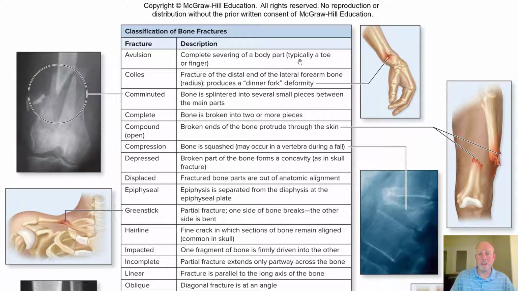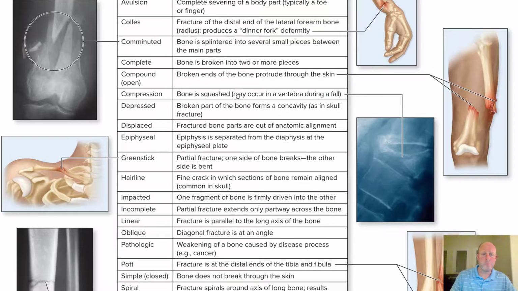An avulsion is a complete severing of the body part, typically a toe or finger. Colles is a fracture of the distal end of the lateral forearm bone, the radius, and produces a dinner fork deformity. Pretty scary stuff. Comminuted is when the bone is splintered into several small pieces between the main parts. Complete, the bone is broken into two or more pieces. Well, that you should know. Compound, you should know. Broken ends of the bone protrude through the skin.